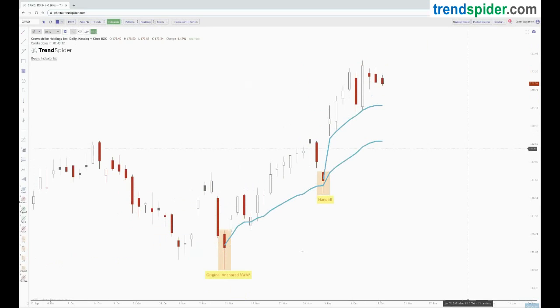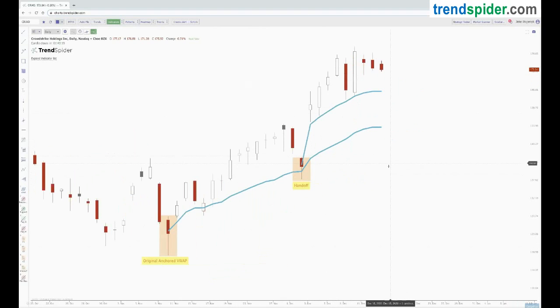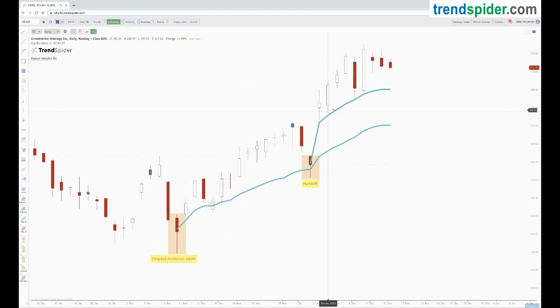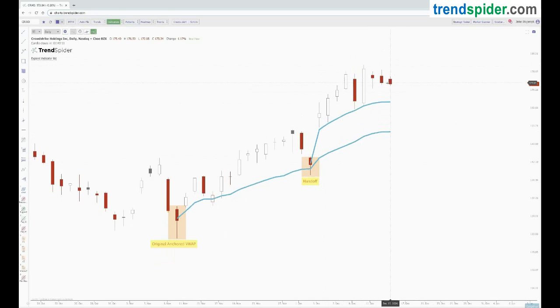Here's our swing low. Here's our original anchored VWAP. You can see price respects this multiple times. This is the day before earnings. We bounced right off this original anchored VWAP and absolutely ripped to the upside. Now, what's interesting is, as we moved up, we rode right along this handoff anchored VWAP, and now we're starting to find a little bit of weakness here. And so if we did start to drop down, this would be a level of interest below.